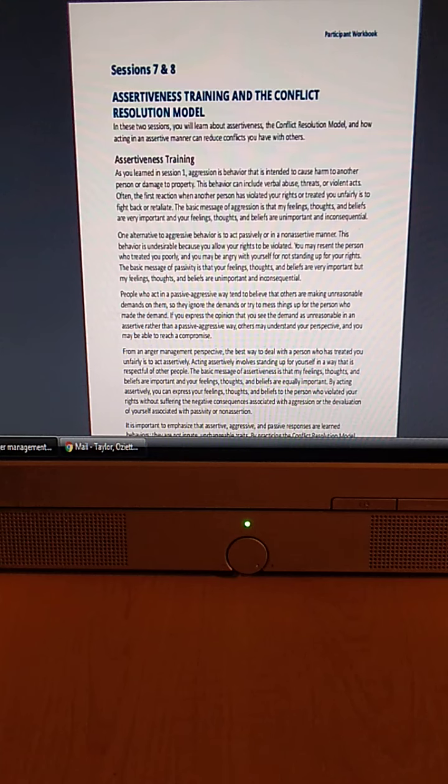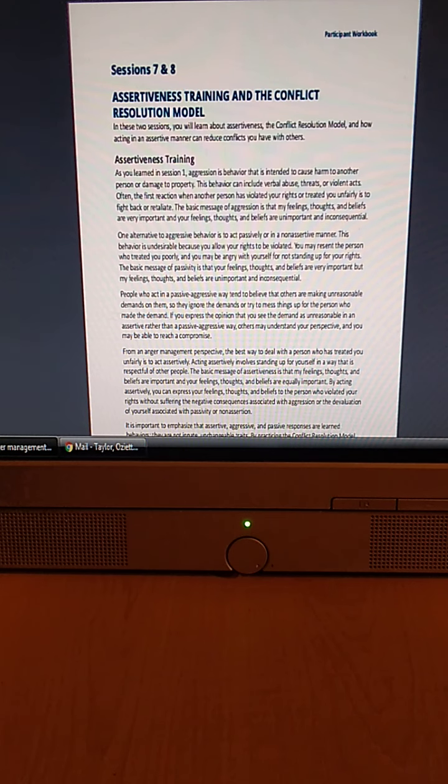Now, in the previous sessions, we talked about aggression being this type of behavior that can cause harm to another person or property damage. This behavior includes verbal abuse, threats, or violent acts. That is the type of behavior we do not want to display. What we want to do is to replace our aggressive behavior with assertiveness.